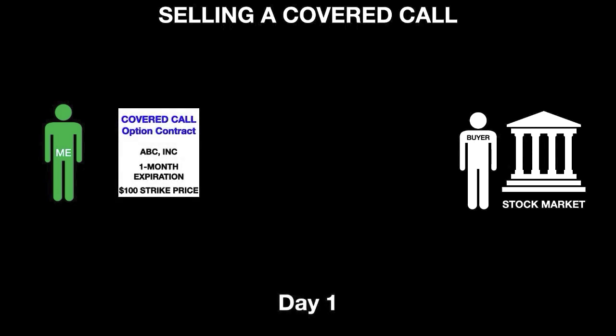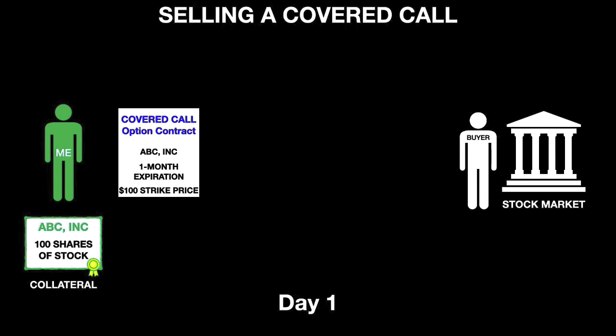Now I'm going to create a covered call option contract, using an underlying stock, ABC Incorporated, with a 1-month expiration date and a $100 strike price. I'm able to write this covered call because I actually own 100 shares of ABC Incorporated, which allows me to use that as collateral against the option contract.